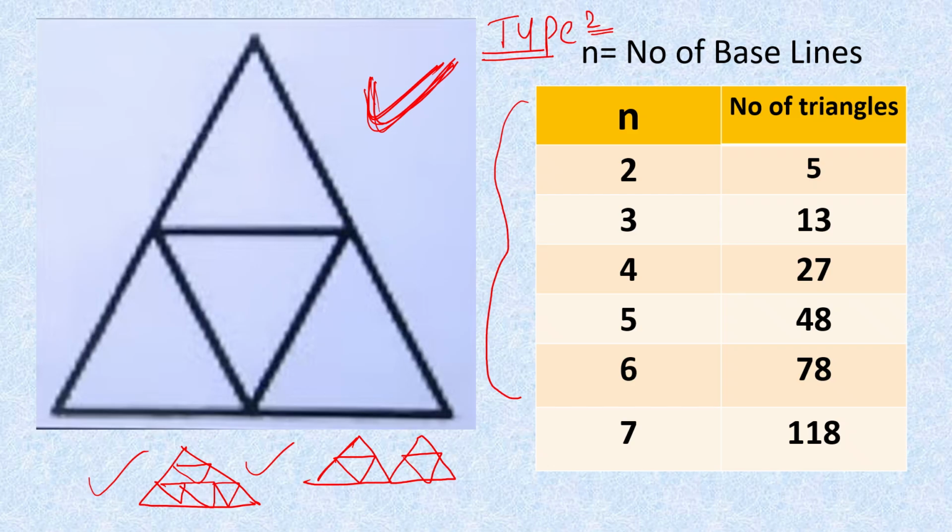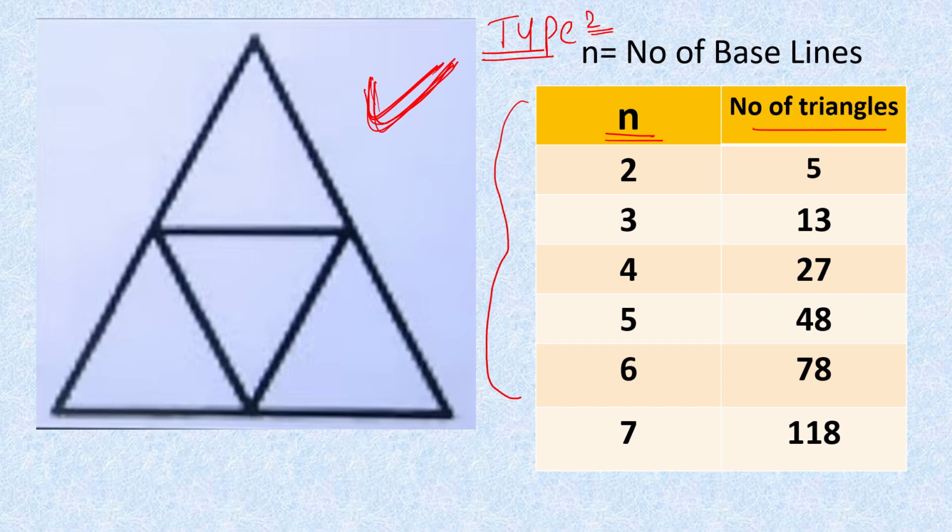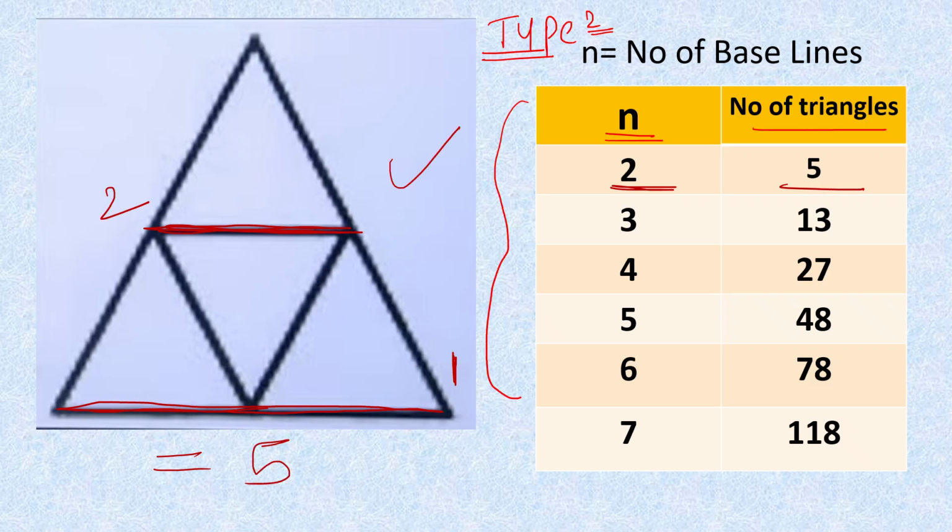Okay, you need to remember this table. Here n means the number of baselines, and the table gives the number of triangles you can get from those baselines. So in the given figure, let me check how many baselines there are. N is the number of baselines. Here we have one, correct? This is one, and this is the second baseline. So we have two baselines here. If there are two baselines, how many triangles are formed? 5. Okay, so the answer for this will be 5. So the total number of triangles formed is 5 here.